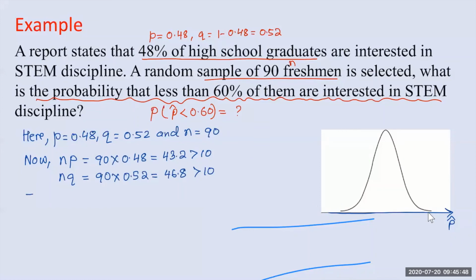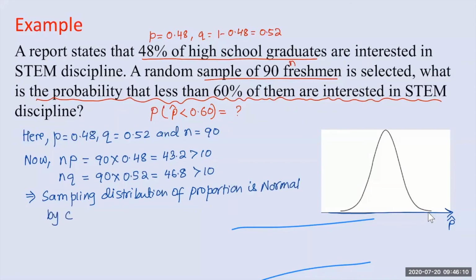So this implies, you have to write this sentence: the sampling distribution of proportion is normal by central limit theorem. We know this from the central limit theorem, because according to the third part of the central limit theorem, if n times p is more than 10 and n times q is more than 10, then the distribution is normal. That's why we say that from the central limit theorem, this is normal.